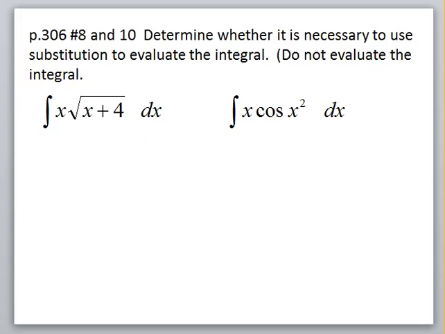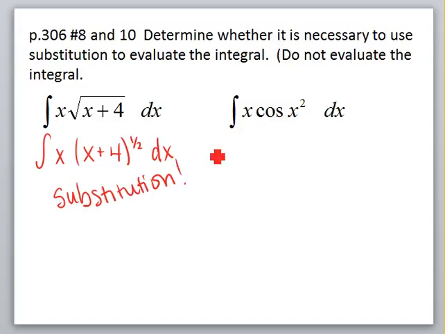So this problem again says determine whether it is necessary to use substitution to evaluate the integral. We do not have to evaluate the integral. We'll actually do that on the very next problem. So let's go ahead and think about whether or not we need to use some substitution in this. This would say x times x plus 4 to the 1/2 power dx. Since there is no way to distribute that through, this would definitely need substitution.